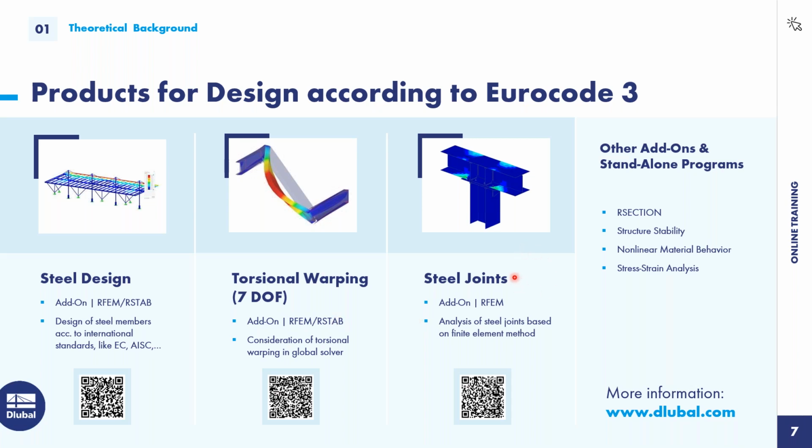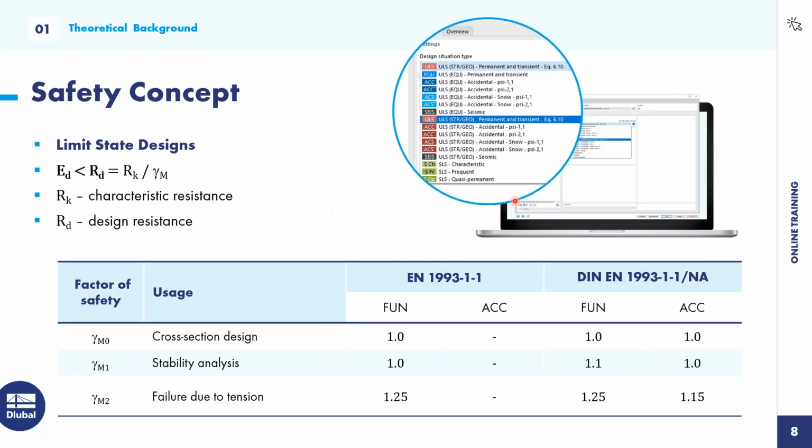On top of that, we also have the add-on Steel Joints. Now you can design all possible steel joints based on the finite element method, and this makes you very flexible in designing and modeling different types of joints or steel connections.